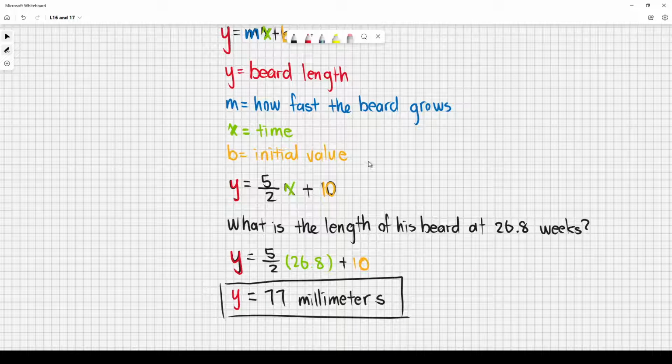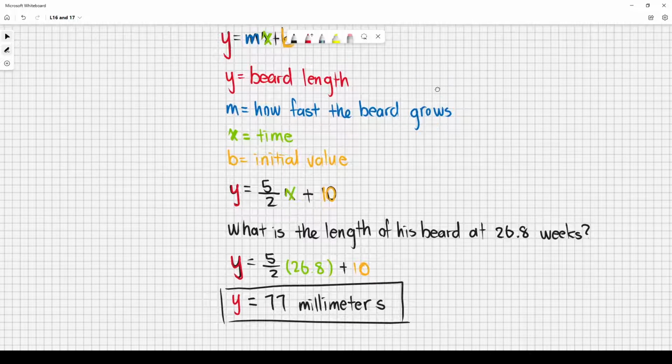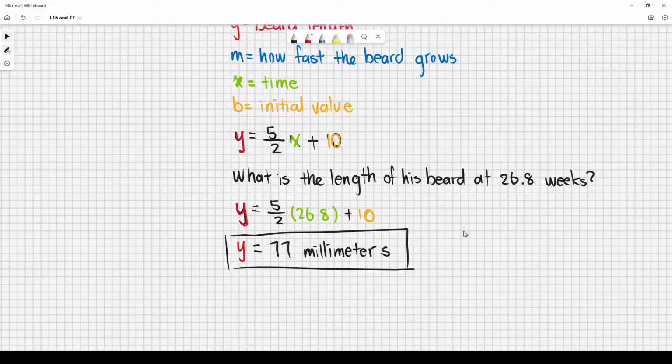So with the 5/2 and 10 that we calculated from the previous questions, we got the equation. And with the equation, we can find the length of beard at any time. So 26.8, 35.5, you plug in 35.5, 2.1, you put in 2.1, and then you will be able to get the length of his beard. So that's all.